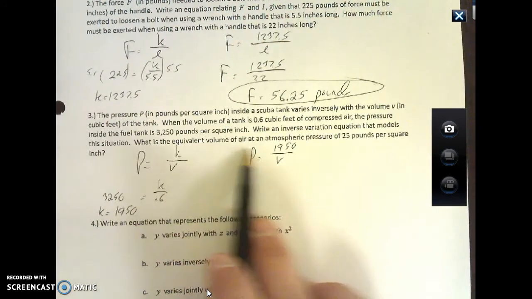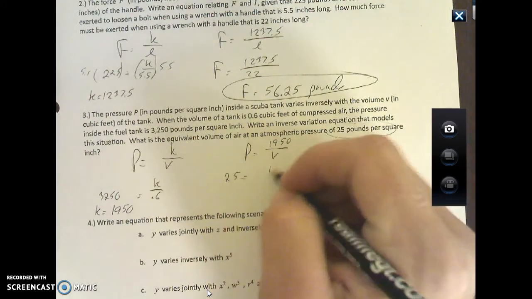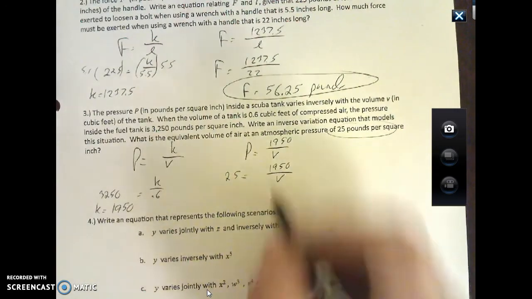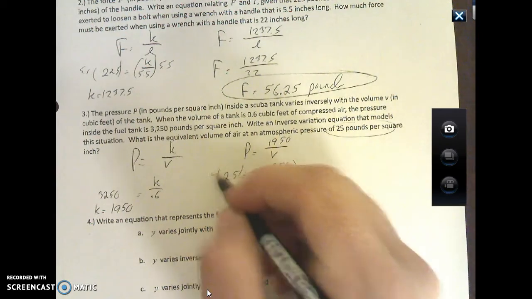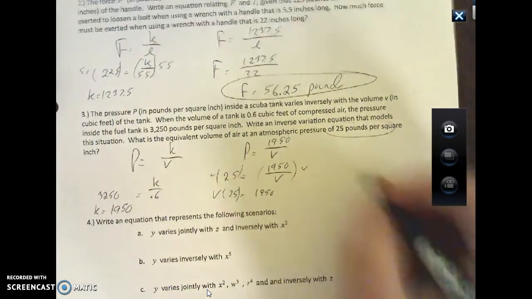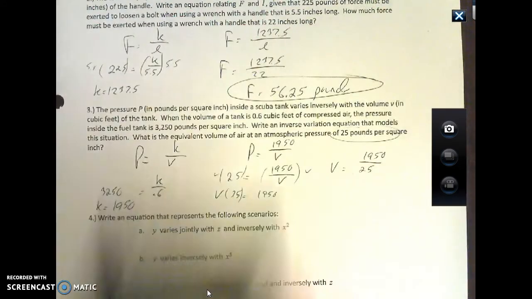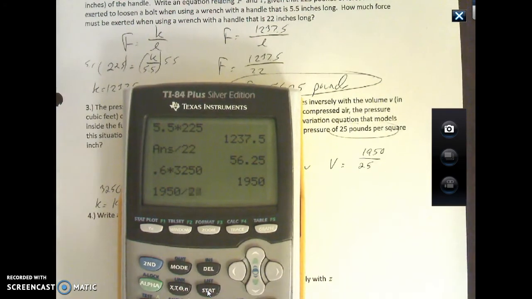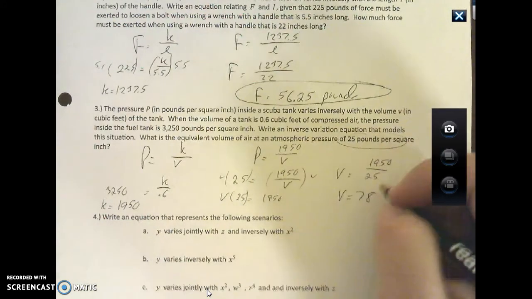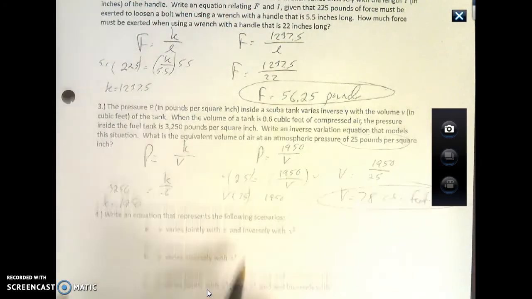What's the equivalent volume of air at an atmospheric pressure of 25 pounds per square inch? Guys, I'm putting this in for P. So here's my equation. I need to switch around the V and 25, so multiply both sides by V first, then divide both sides by 25. So V is equal to 1950 divided by 25. V equals 78, and I believe that is just cubic feet. Be careful about that one, it's a little switched up.